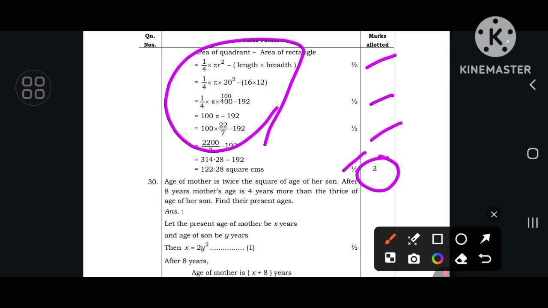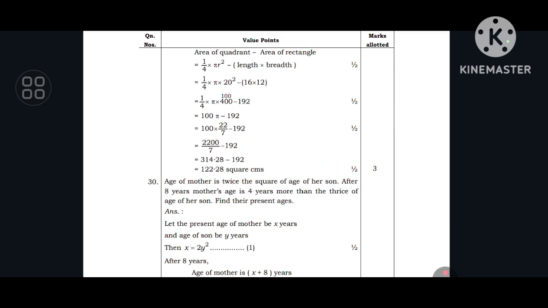Okay, and if you don't write the square centimeter unit, then they will directly not provide the half marks here. They don't check it regularly. If the answer is correct, they will check your square units or the units that you have given here.